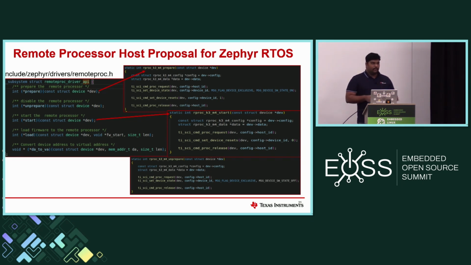So if you look at prepare, what I'm doing is turning on the device power domain, because I need to write to the internal SRAMs of the core. I am also holding the device in reset, so that whenever I load the firmware, it is not in a running state. In start, I'm just sending the message to the system controller to release the device from reset. And in unprepare, we are just going in reverse. We are turning off the device.